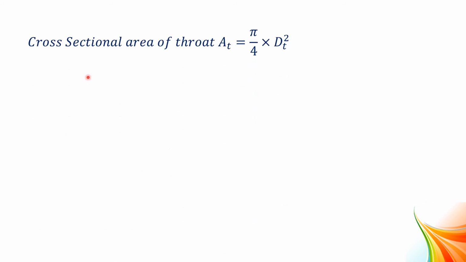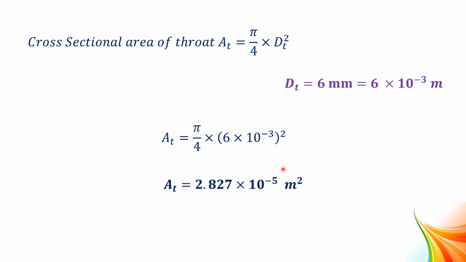Now we have to find out the cross-sectional area of throat, At. At equal to pi by 4 into dt square. So the diameter of the throat is given in the problem, which is 6 millimeter or 6 into 10 to the power minus 3 meter. Now substitute this value in this equation. So area of throat equal to 2.827 into 10 to the power minus 5 meter square.